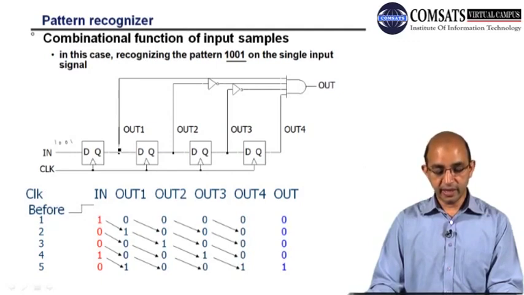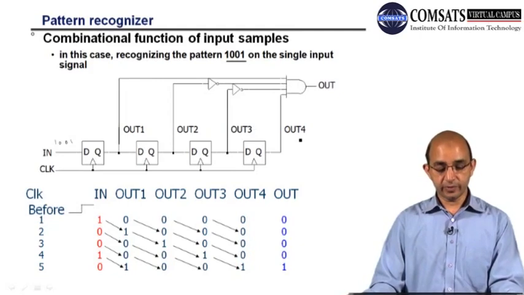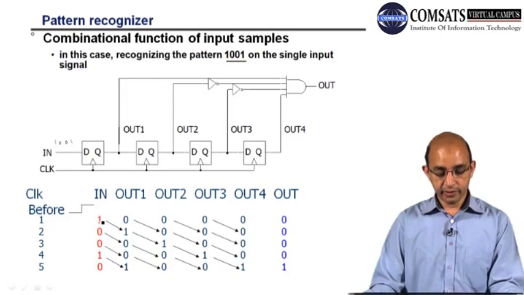So these are named out 1, out 2, out 3. Because this is the first flip-flop, out 1, the second flip-flop, out 2, the third flip-flop, out 3, and out 4. So we have 4 D flip-flops. On the arrival of the first clock pulse, this is the input, you can see 1001, and this is again 0. Initially we have all zeros, so all the flip-flops have 0 inside.